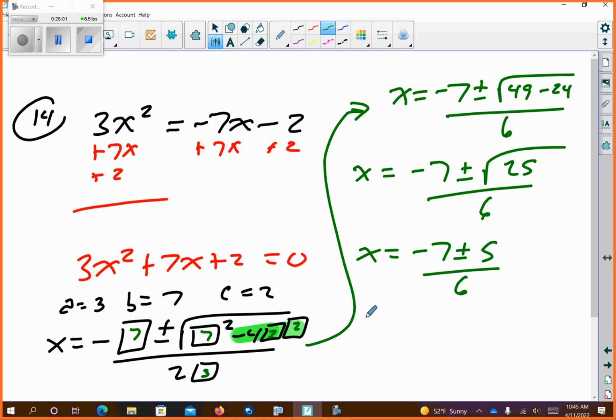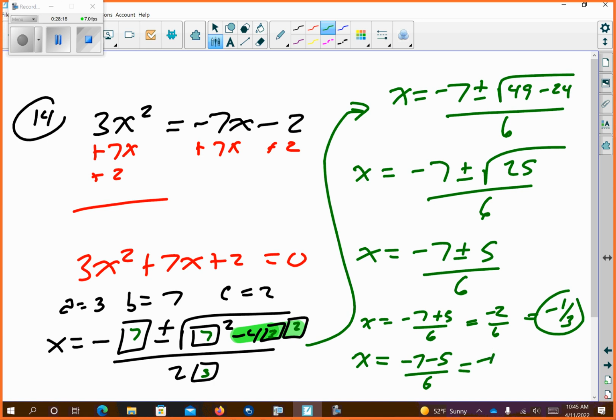And then we can do the math. So x equals negative 7 plus 5 over 6, which is negative 2 over 6, which is negative 1/3. And then x equals negative 7 minus 5 over 6 is negative 12 over 6, which is negative 2. That worked nicely.